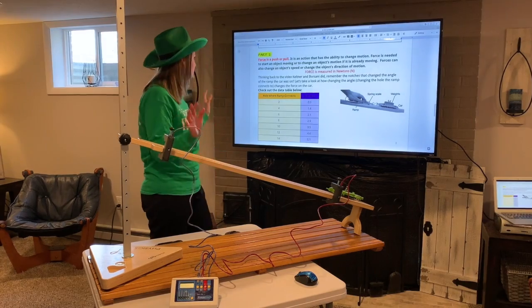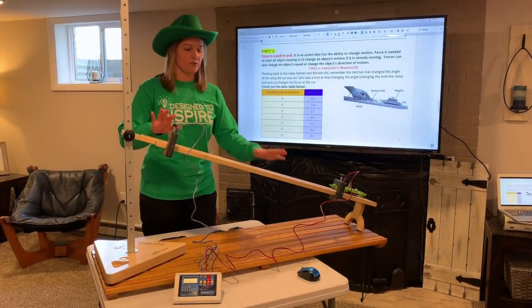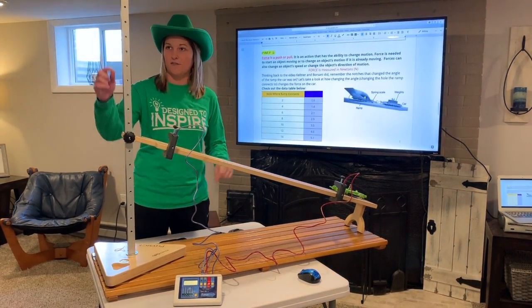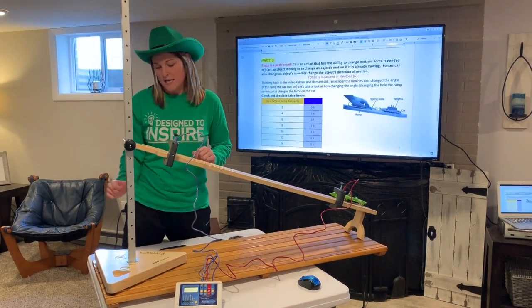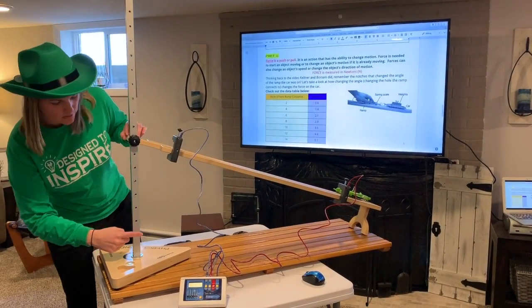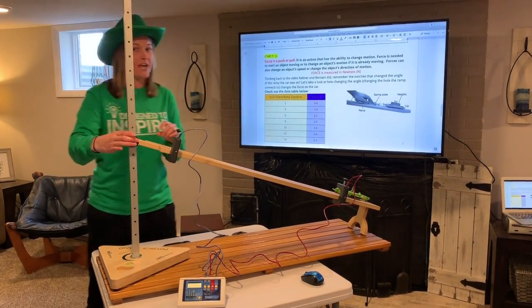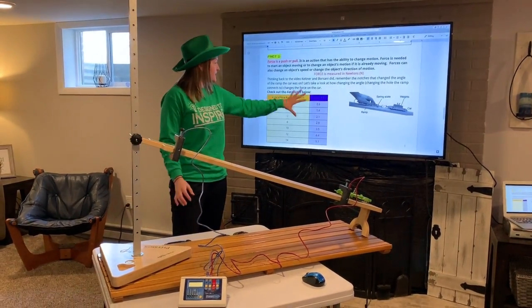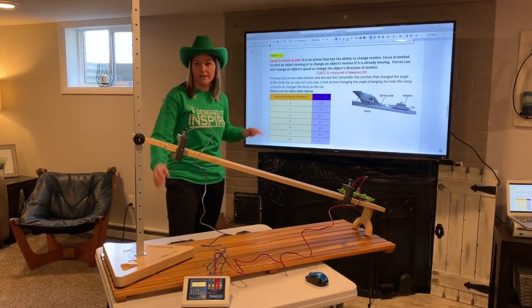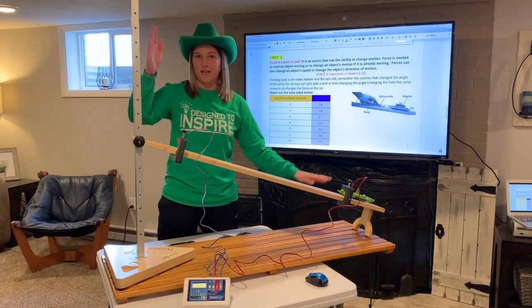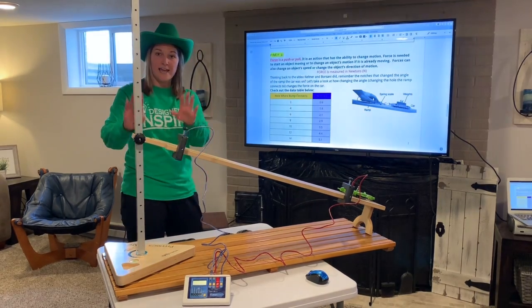What we're going to do today is change the ramp steepness. If you notice on the pole here, there are holes. If we count from the bottom, here's 1, 2, 3, 4, 5, 6, 7. We are at notch 8. When this says the hole where the ramp connects, we're talking about these holes and how the ramp gets moved up and down. So I'm at 8 here.